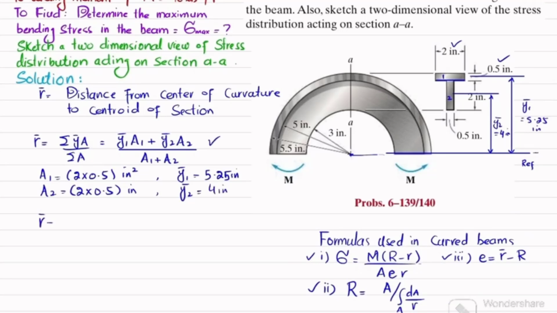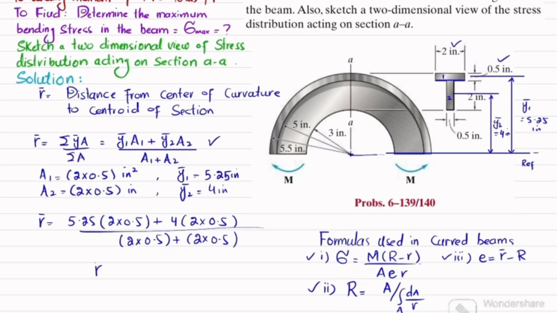Now I put all these values in this formula. So R dash will become equal to y1 dash, which is 5.25, multiplied by 2 multiplied by 0.5, which is area A1, plus y2 dash, which is 4 inch, into area A2, which is 2 multiplied by 0.5, divided by 2 multiplied by 0.5 plus 2 multiplied by 0.5. When you solve this, you will get R dash, the distance from the center of curvature to the centroid of the section, comes out to be 4.625 inch.